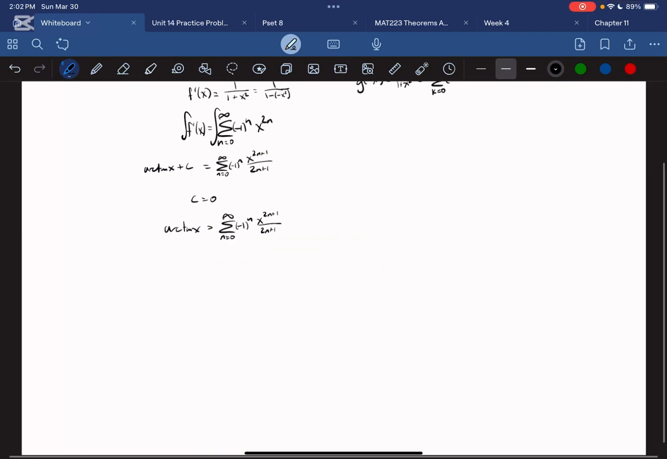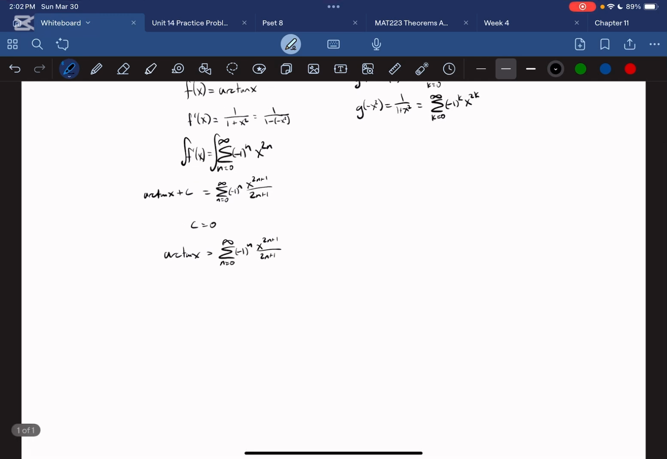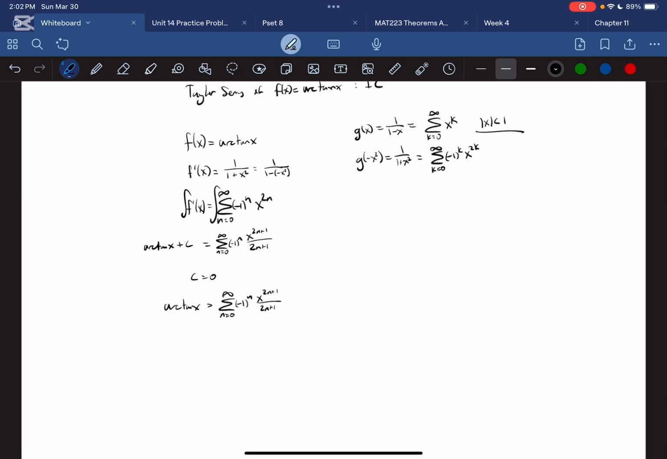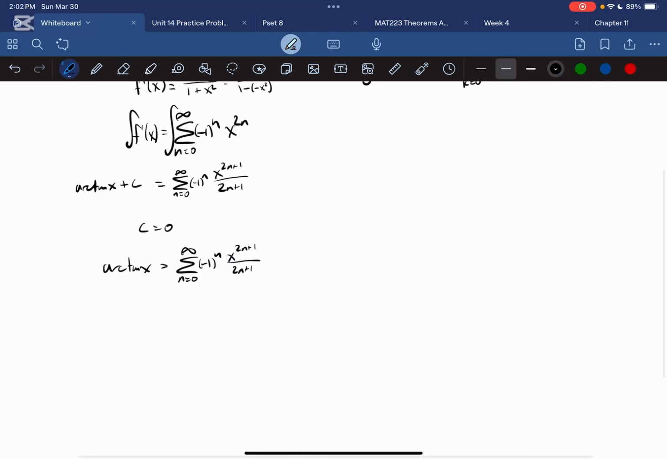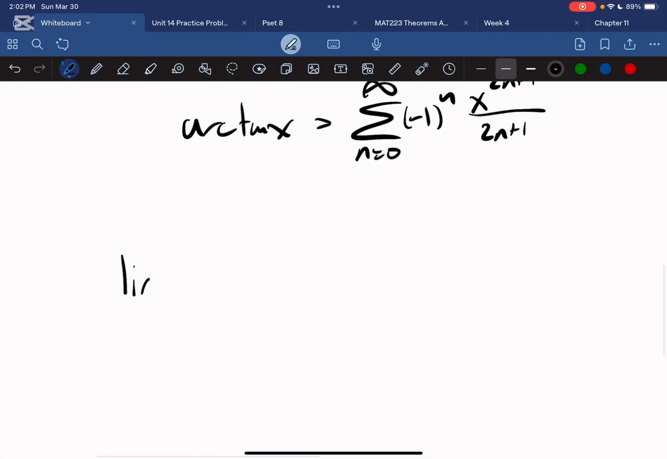Great. And now for its interval of convergence. We can do this in two ways. We can either use the geometric series and negative x squared. The absolute value of this being less than 1 is the same thing as saying |x| is less than 1. So we know the radius of convergence is 1. Or if we want to play it safer, we can use the ratio test.